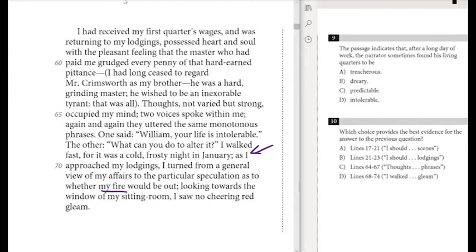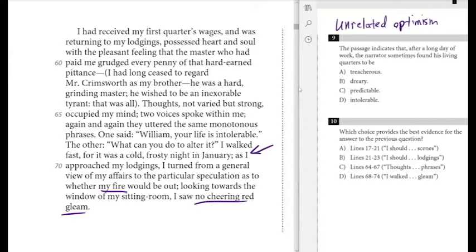Looking toward the window of my sitting room, I saw no cheering red gleam. So the fire in the apartment or house was being used as a metaphor of optimism. So after a long day of thinking of this terrible situation between himself and his employer, now the narrator is walking home and says, let's forget about all that. Let's look and see if maybe at least my fire is still burning, for some kind of unrelated optimism.